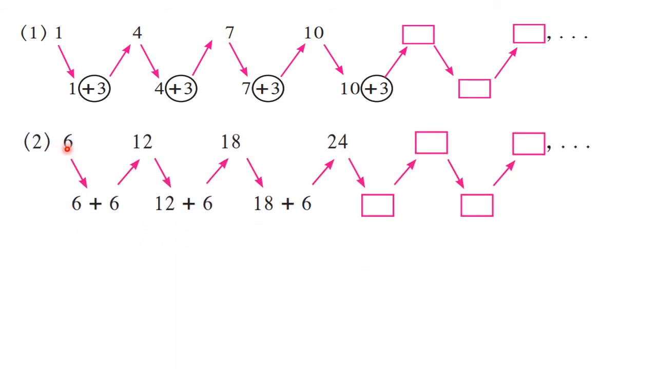See the sequence here: 6, 12, 18, 24. Multiples of 6 are given here. Immediately you can guess the next number. Here you are going to get 30. Here we are going to get 36.